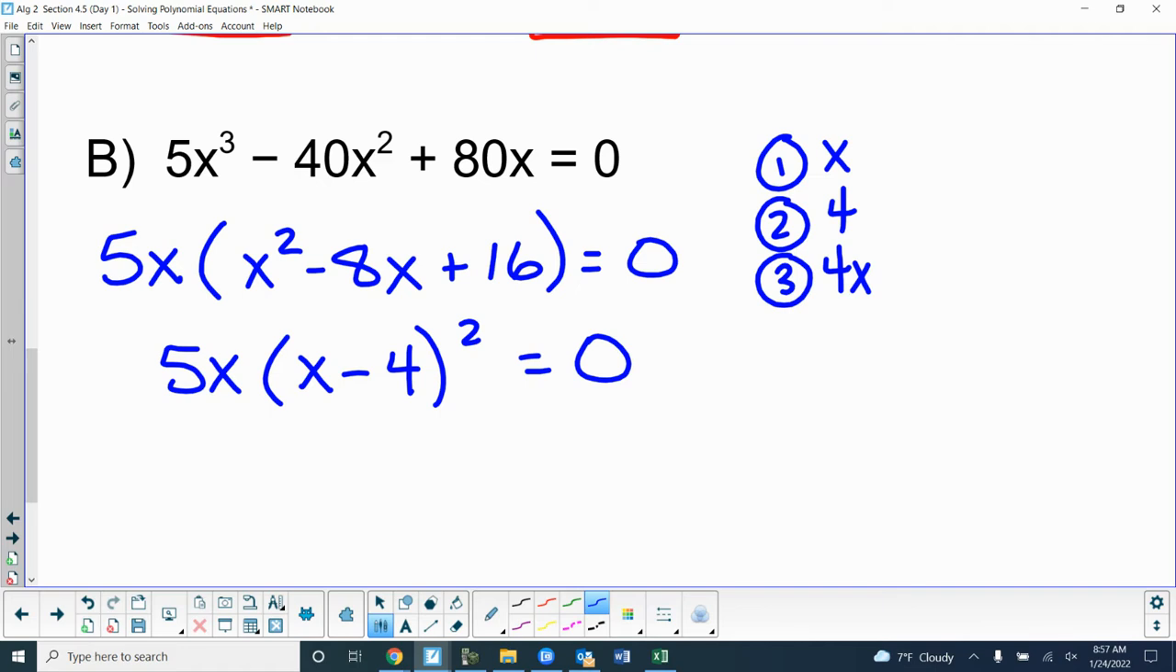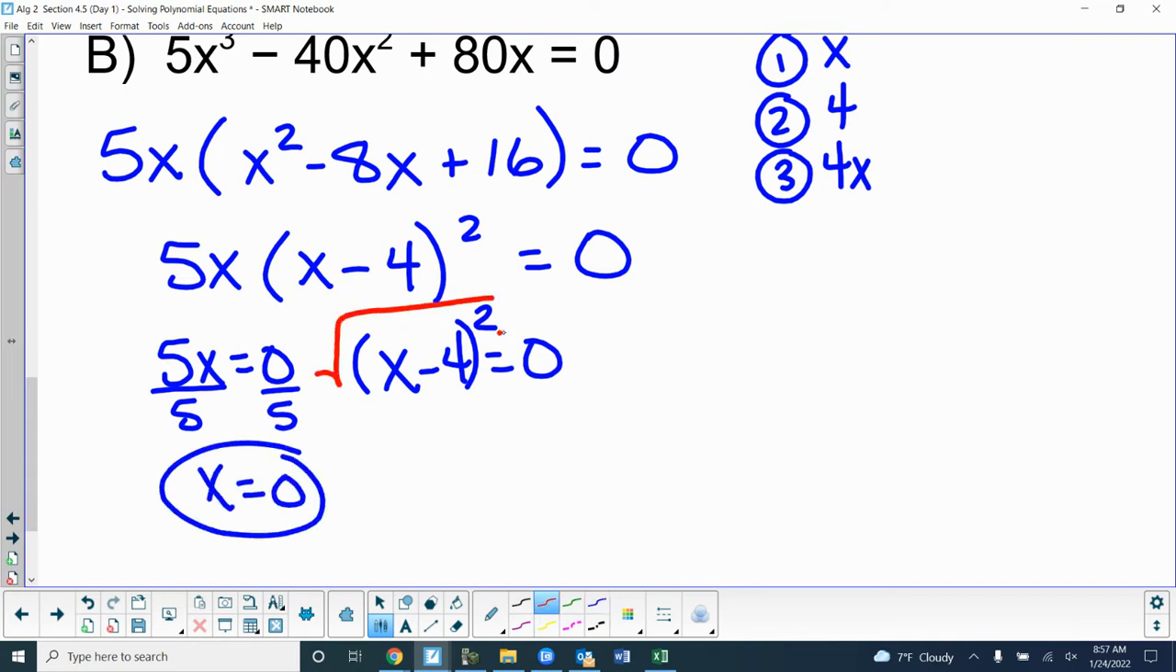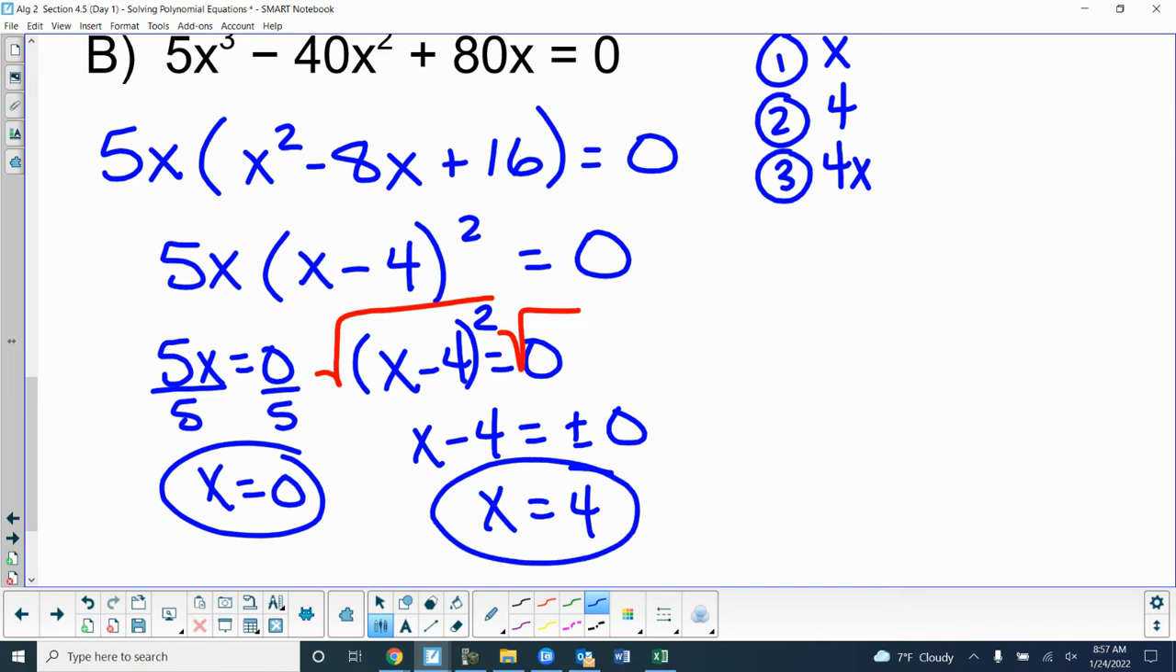Okay, set each factor equal to 0 once you've got it factored, and you solve those 2 equations. So you're going to divide by 5, you get x is 0 again. And here you're going to take the square root of both sides first, and you'll get x minus 4 equals plus or minus 0 again. So you're going to add 4. So there's our 2 solutions, sometimes they call them roots, our 2 zeros.